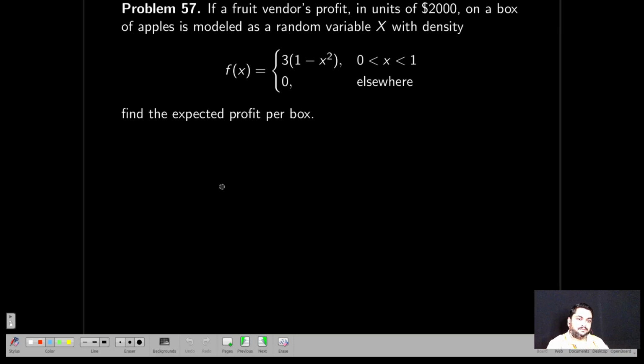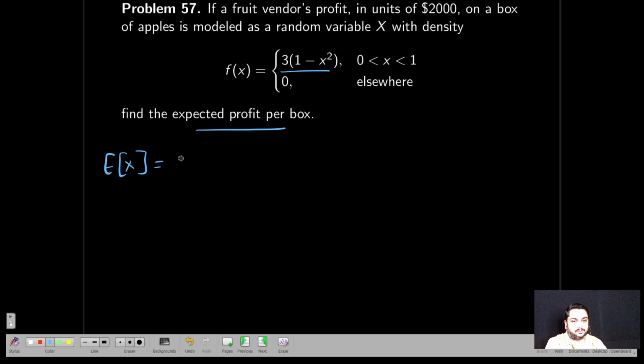Next. A fruit vendor's profit in units of $2,000 on a box of apples is modeled as a random variable x. Find the expected profit per box. See what they are saying. Per box you can earn 2000. If the selling is a density function, they have given how much you can sell, then what will be the expected profit? Now you just find the expected items sold or boxes sold.